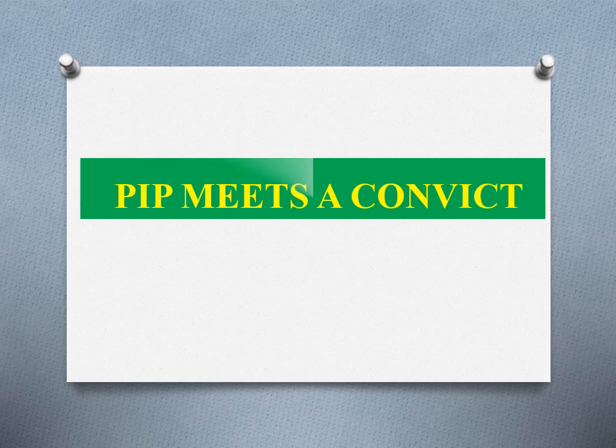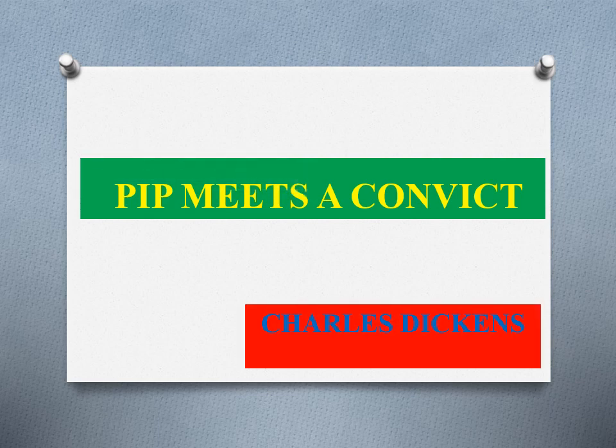Today we will read one such story entitled Pip Meets a Convict, written by Charles Dickens, where an orphan boy named Pip meets a convict. Do you know who is a convict? A convict is a prisoner who is guilty of a criminal offense.